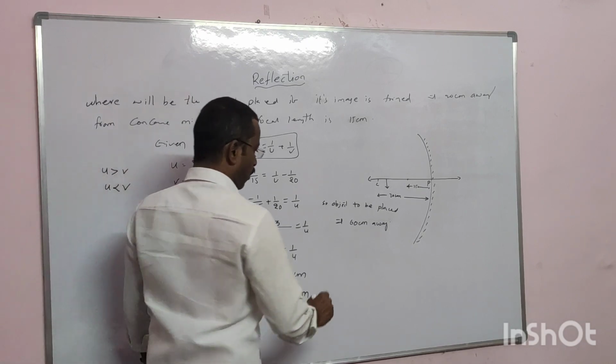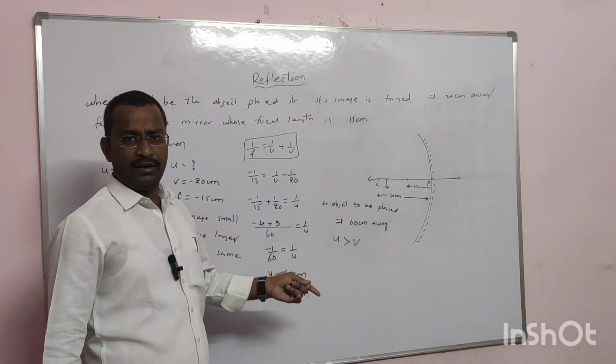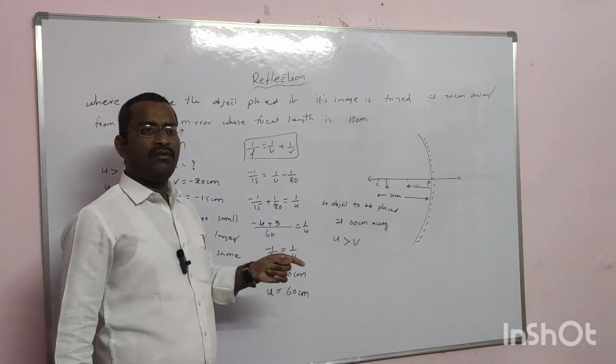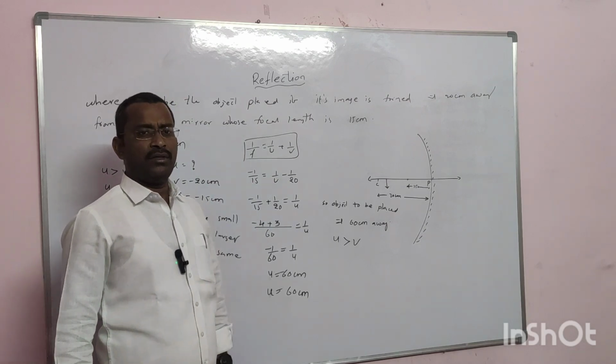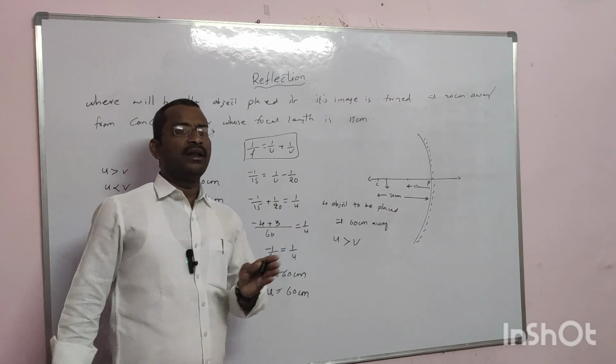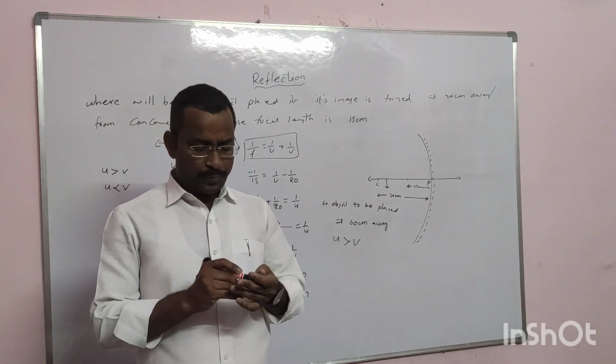So you have understood that here U is greater than V, am I right or wrong? Because U is 60, V is 20. So always you can expect that the image is going to be small in size compared to the object. When U decreases, V increases. When V decreases, U increases.